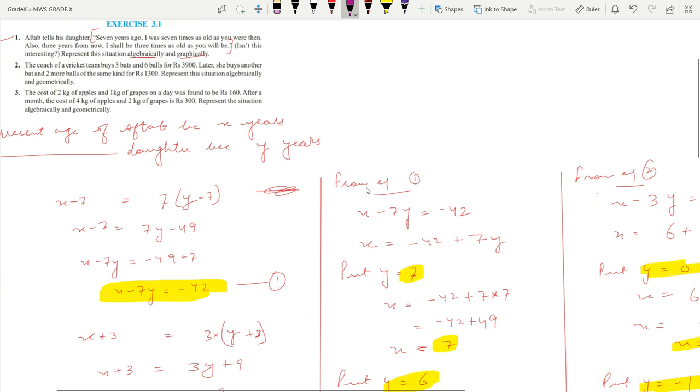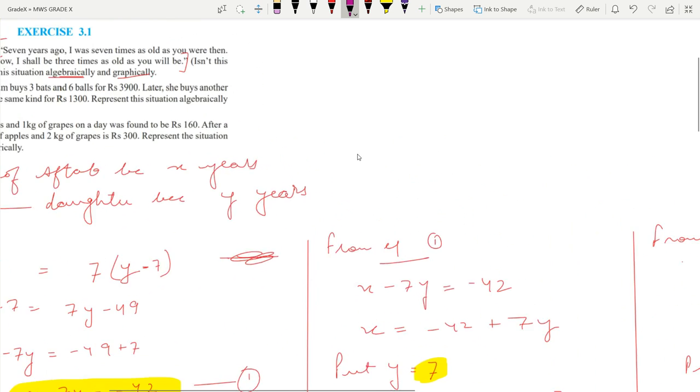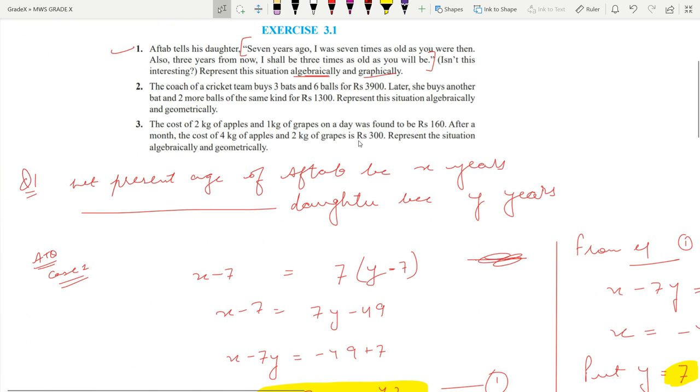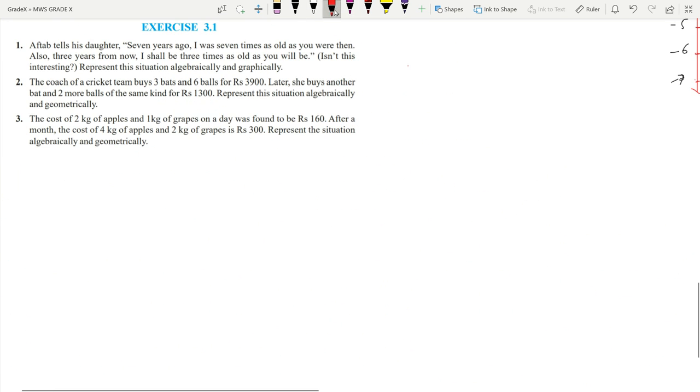So in this way we can go with question number 2. Question number 2: The coach of a cricket team buys 3 bats and 6 balls for 3,900 rupees. Later she buys another bat and 2 more balls of the same kind for 1,300 rupees. Represent this situation algebraically and geometrically. Geometrically means graphically. So let us go with this.